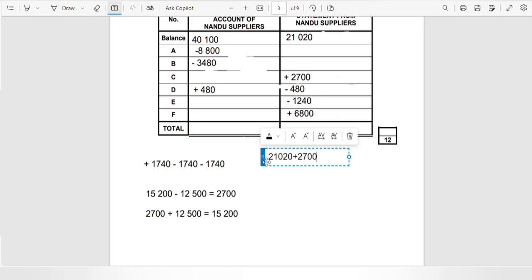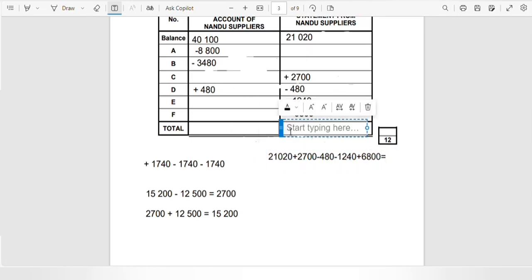So we're going to say minus 480, minus 1,240, plus 6,800. We are going to add where we have to add and subtract where it is necessary. So we are going to say 21,020 rands plus 2,700 minus 480 minus 1,240 plus 6,800 is going to give us 28,800. So in this case, we're going to do the same calculation with the same formula.